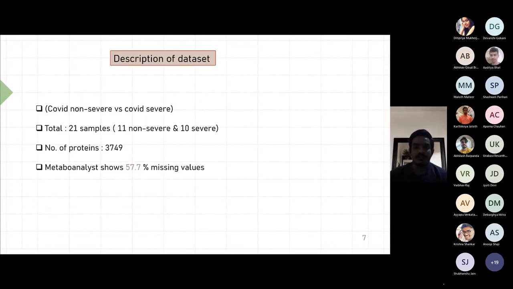Description of the dataset. The data I got contains COVID non-severe versus COVID severe samples. In total I got 21 samples, in which 11 are non-severe and the remaining 10 are from severe patients. The total number of proteins I got is 3,749. MetaboAnalyst shows 57.7% missing values.